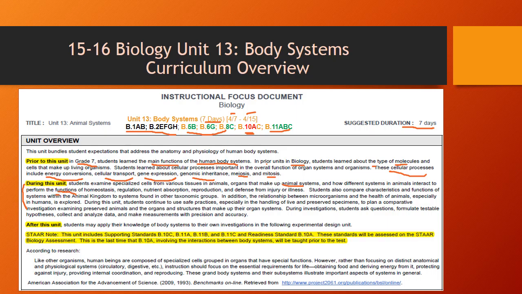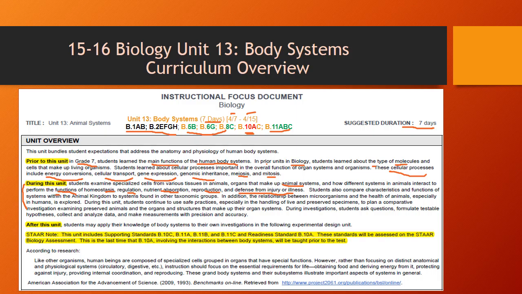And that's really the biggest thing, looking at how the organ systems interact to maintain homeostasis, regulation, nutrient absorption, reproduction, and defense from injury or illness. And those are really the main focuses of this unit, in addition to others.